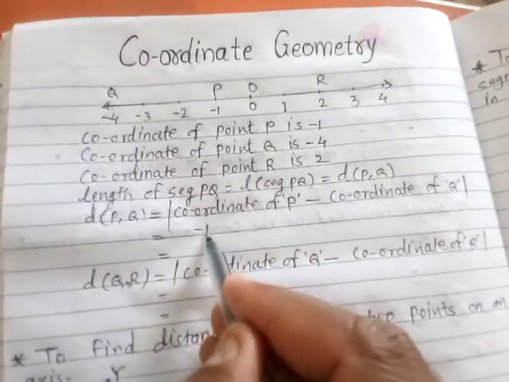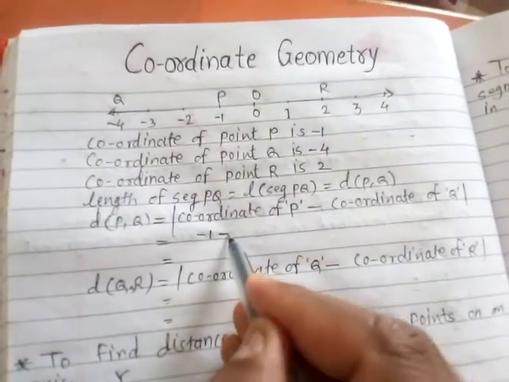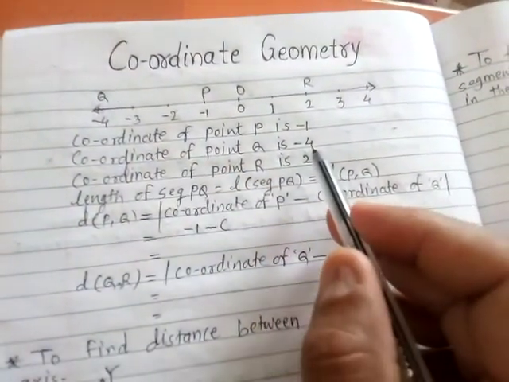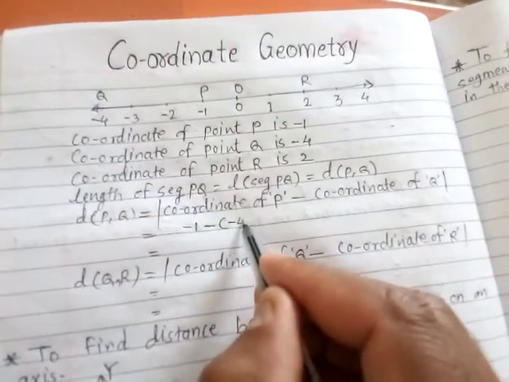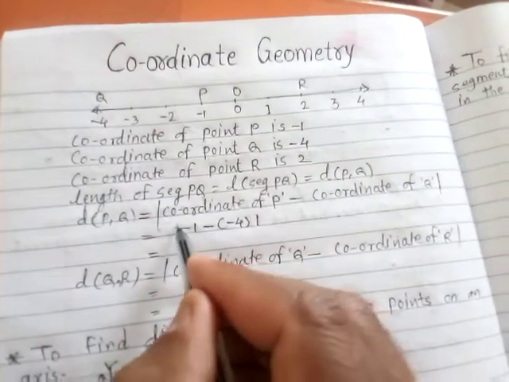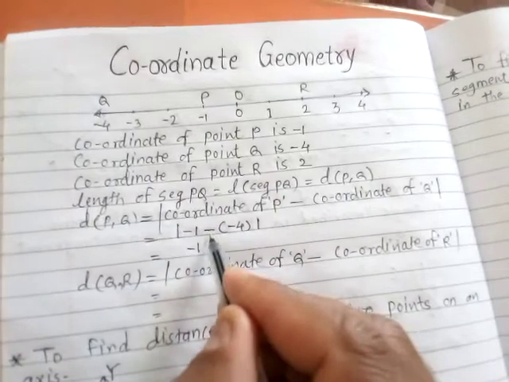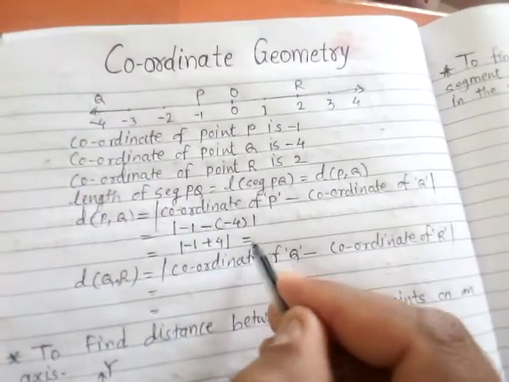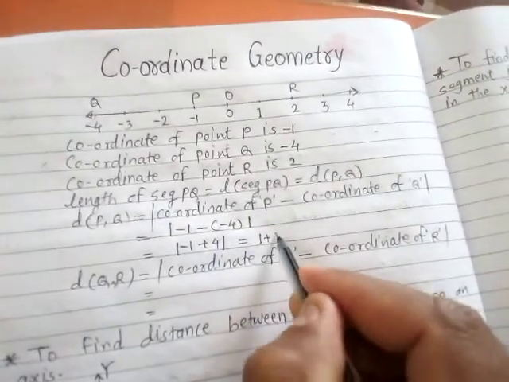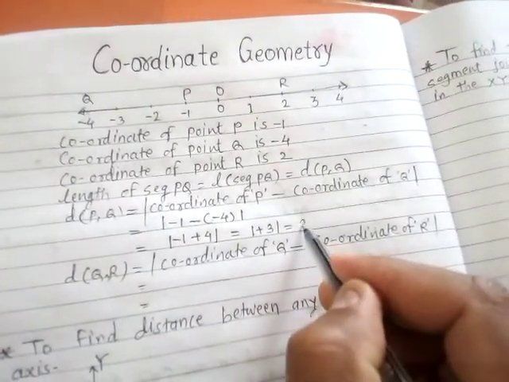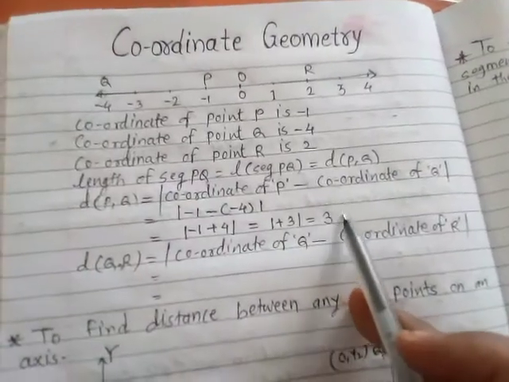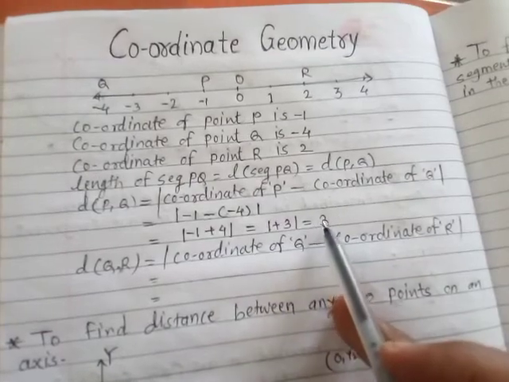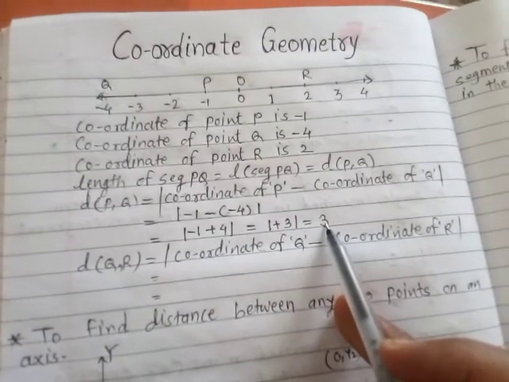So -1 minus the coordinate of Q, which is -4. Here -1 minus (-4) becomes -1 + 4, that is +3, and the distance is 3, because distance can never be negative. That's why, due to this modulus, the distance is always positive.